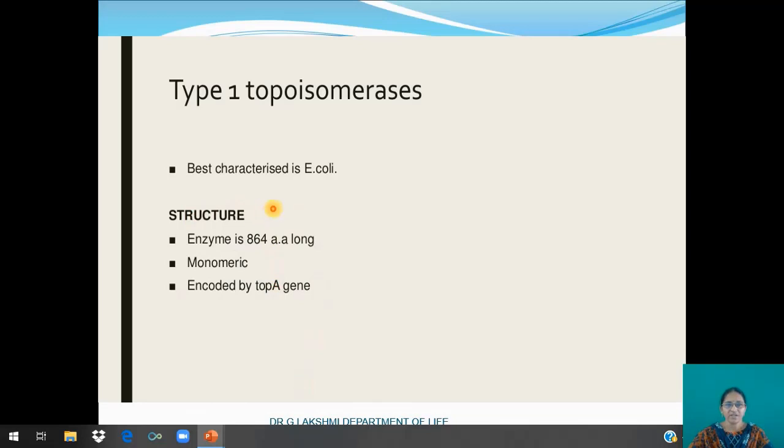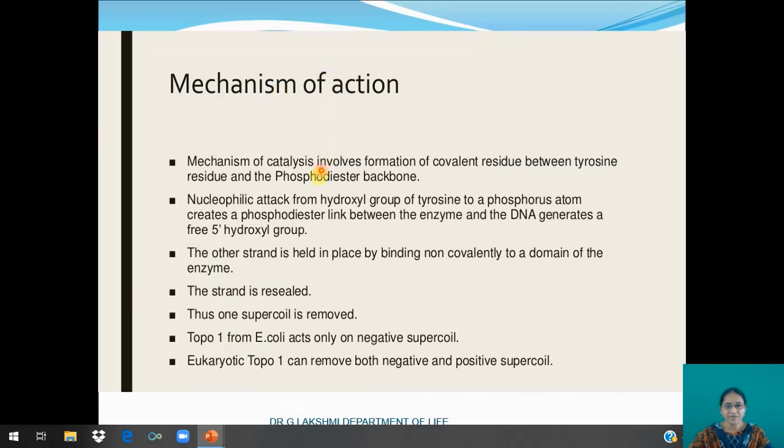Coming to topoisomerase 1, best characterized in Escherichia coli, the enzyme is 864 amino acids long, monomeric, encoded by the topA gene. The mechanism of catalysis involves formation of a covalent linkage between a tyrosine residue and the phosphodiester backbone. The first step is that the enzyme must interact with the phosphodiester backbone. So here the enzyme linkages are covalent, and especially the tyrosine moiety of the enzyme is involved here.